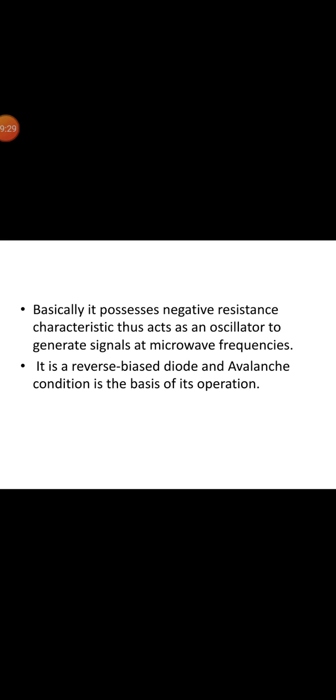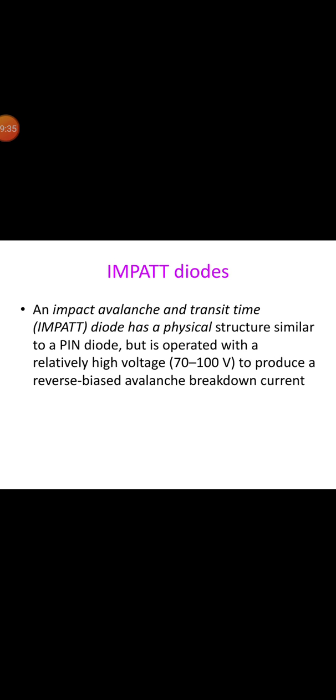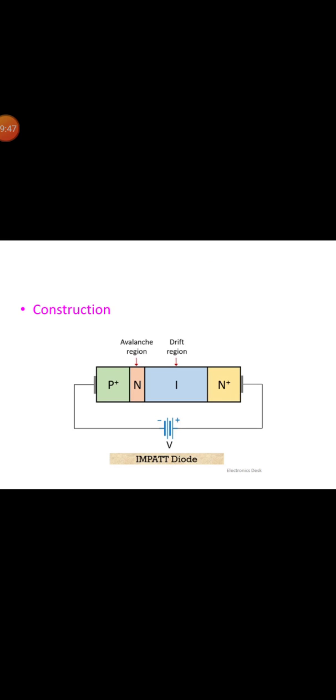It is a reverse bias diode, and avalanche condition is the basis of its operation. An impact avalanche and transit time diode has a physical structure similar to the PIN diode, but is operated with a relatively high voltage, 70 to 100 volts, to produce a reverse biased avalanche breakdown current.